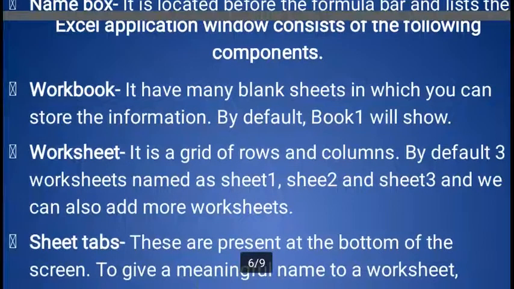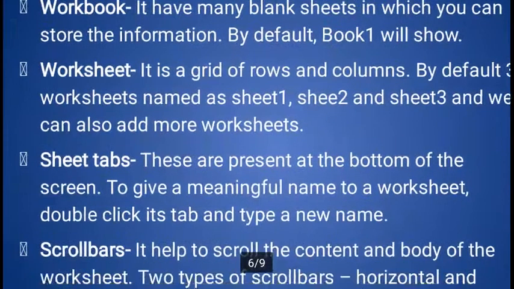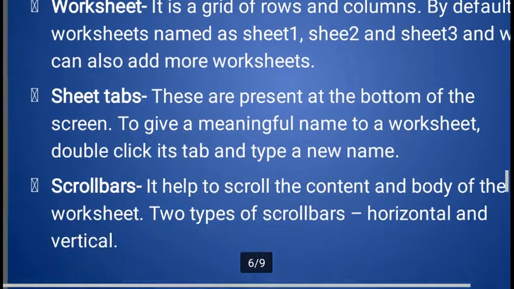Worksheet. It is a grid of rows and columns. By default there are 3 worksheets named Sheet 1, Sheet 2 and Sheet 3. If you have already used Excel, you know the basic structure very well, and we can also add more sheets. Sheet tabs means Sheet 1, Sheet 2, Sheet 3. This is called sheet tabs. These are present at the bottom of the screen. To give a meaningful name to a worksheet, double click its tab and type a new name.